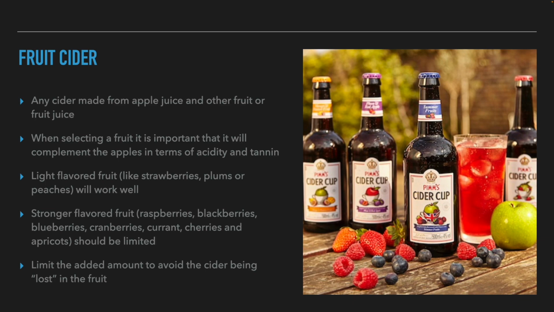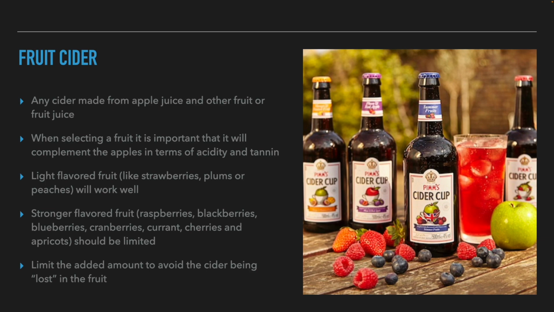Let's start by talking about fruit cider. Any cider made from juice from apples and other fruits is called a fruit cider. When the cider maker chooses a fruit to combine in a cider, it is important to note that the fruit will complement the apples in terms of acidity and tannins.